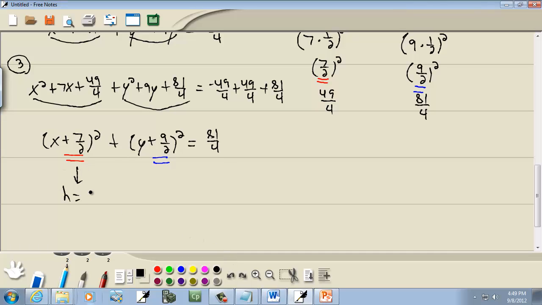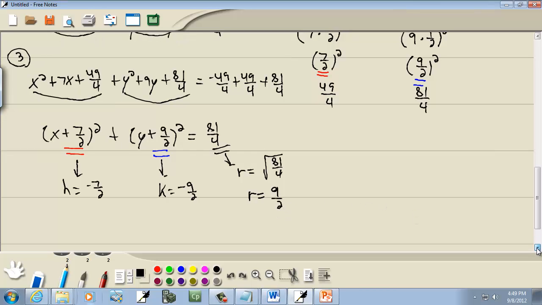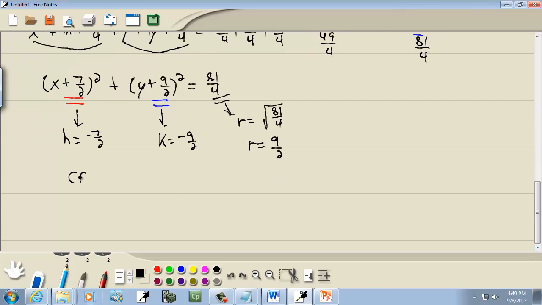Well, this is going to be our h, and it's going to be opposite sign, so that's negative 7/2. And this is going to be our k, and it's going to be opposite sign, which is negative 9/2. And this is going to be r squared, and we just take the square root of it. Now, 9 times 9 gives you 81, and 2 times 2 gives you 4, so this becomes 9/2. So our center is h, k, which is negative 7/2, negative 9/2. And our radius is r, which is 9/2.